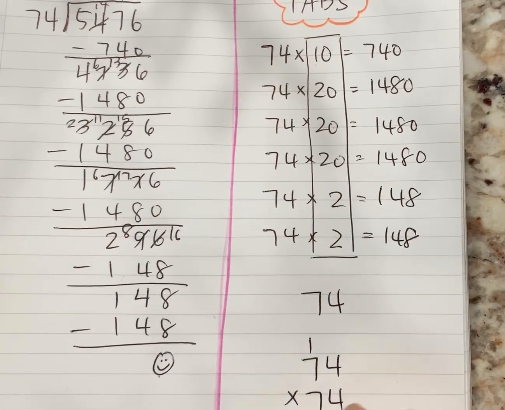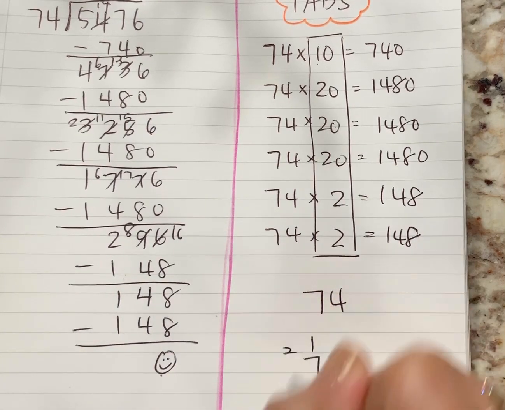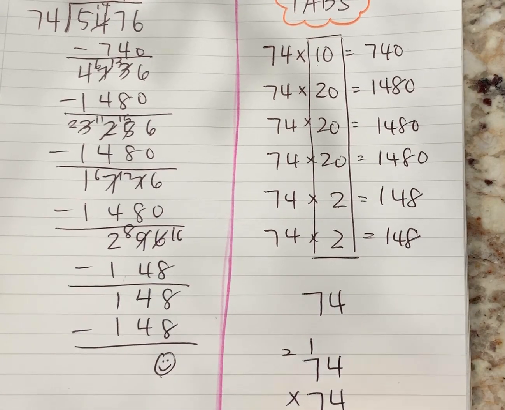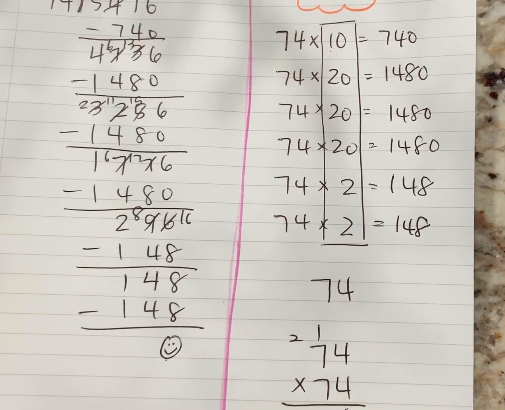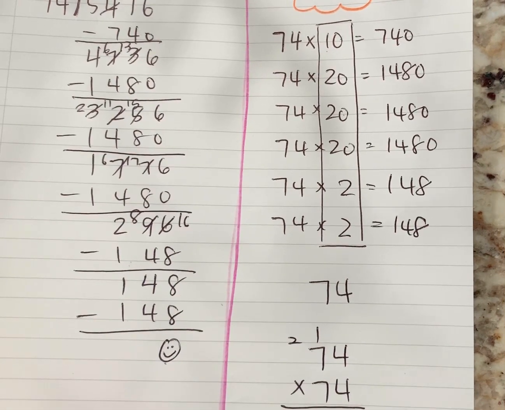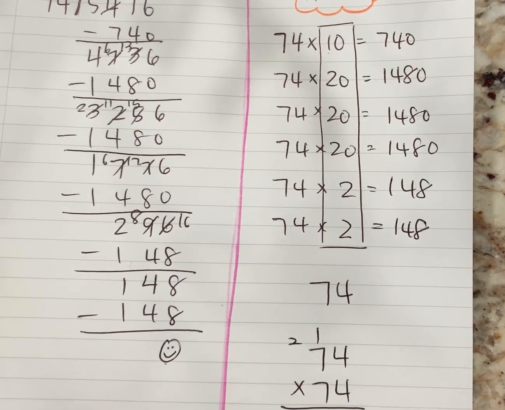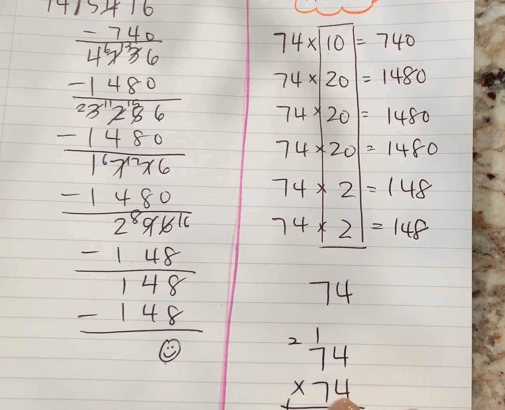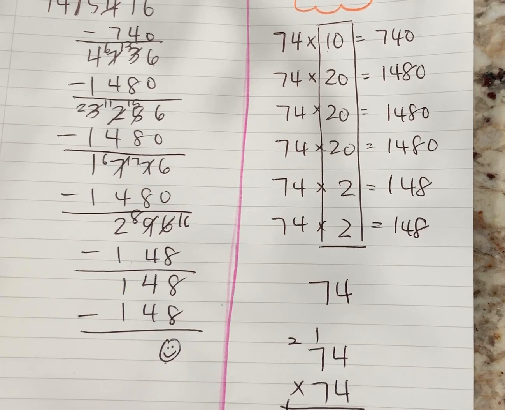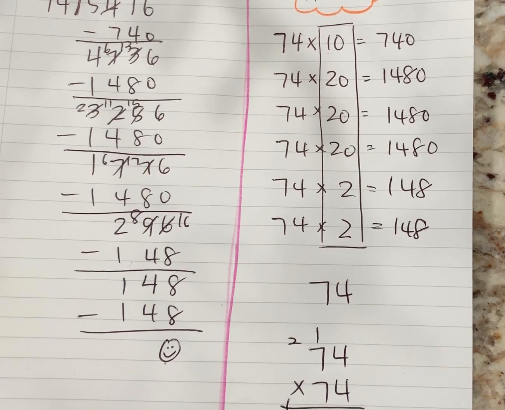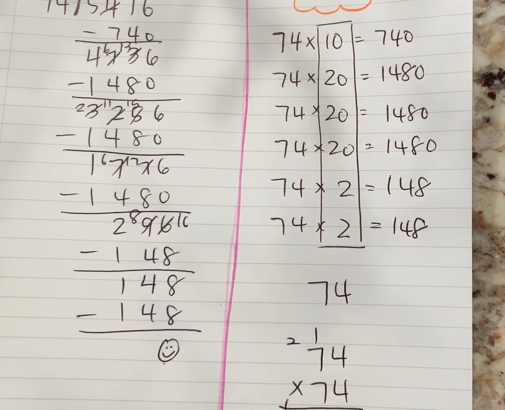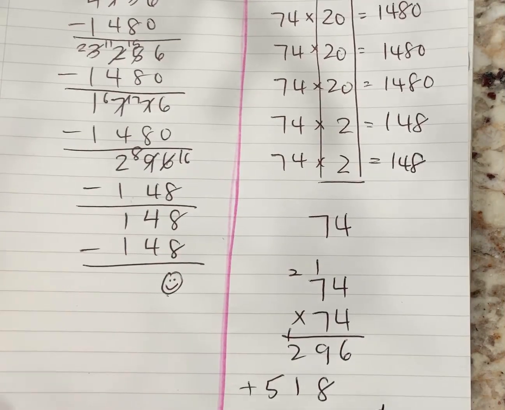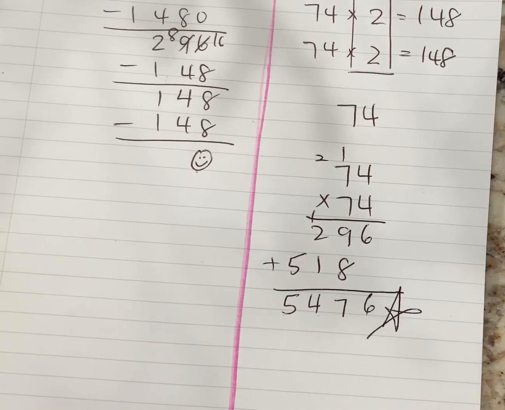16, 29, 28, 49, 51. We're going to add that all up. Oops. And we got 6, 7, 4, 5. 5,476. Okie dokie. Oops, I didn't even show you that. 5,476. And boom, we're done.